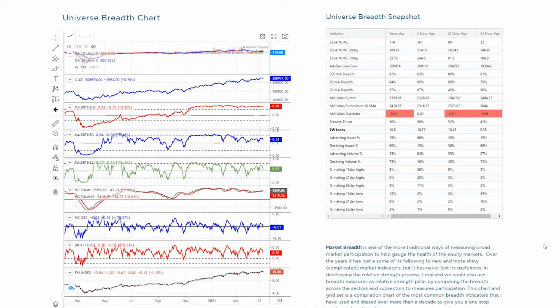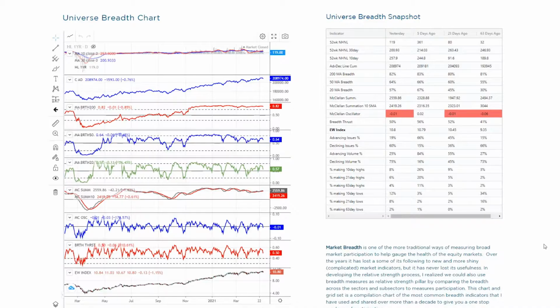In the next section, we move to our second pillar, which is relative participation or breadth analysis. Think of this as the world's largest tug of war. If more participants or stocks are pulling markets higher than are on the other side pulling them lower, then the breadth is strong and the markets have a better chance of continuing higher. In the chart, we have all the major breadth measures, both long and short term, to visualize how that participation is leaning. You can also find this data in the snapshot window along with some other shorter term breadth measures we utilize.